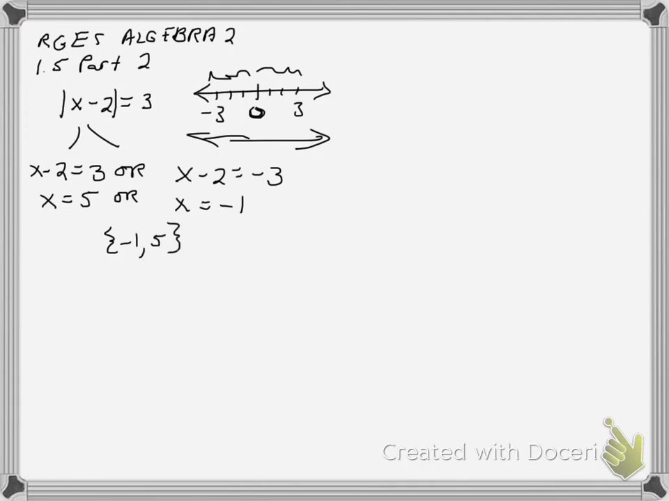Let's check both of those before we move on. If we plug in negative 1 to our original equation, we get negative 1 minus 2, or negative 3. Take the absolute value of that, and that is 3. 3 equals 3. That one works. Take 5. We get 5 minus 2, or 3. The absolute value of a positive number is the 3 itself, and 3 does equal 3. So both of those solutions work.